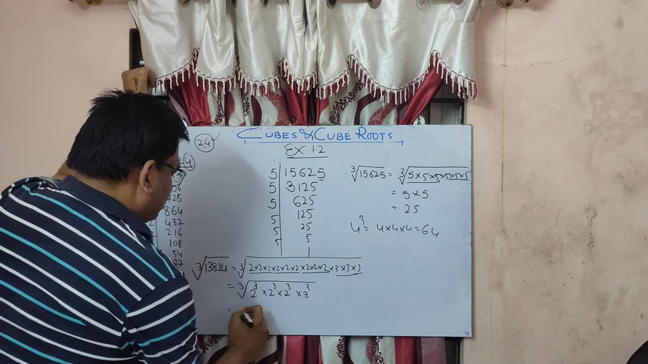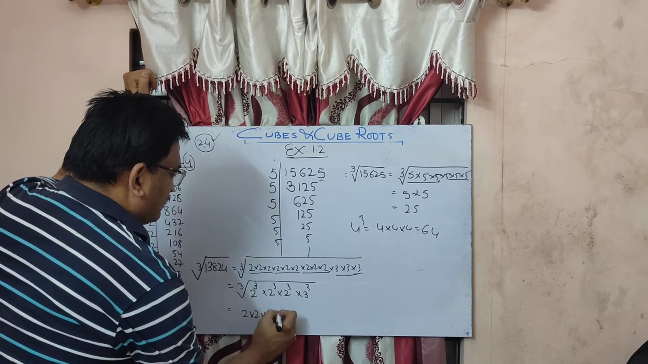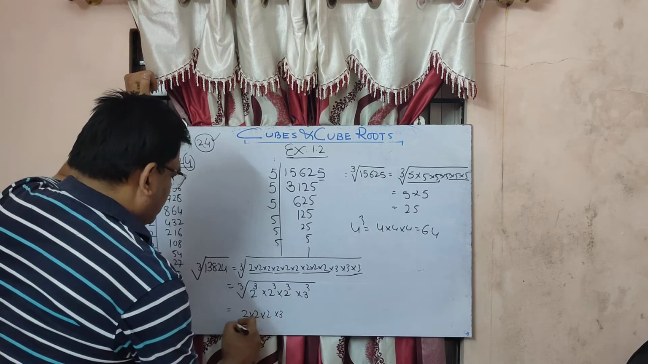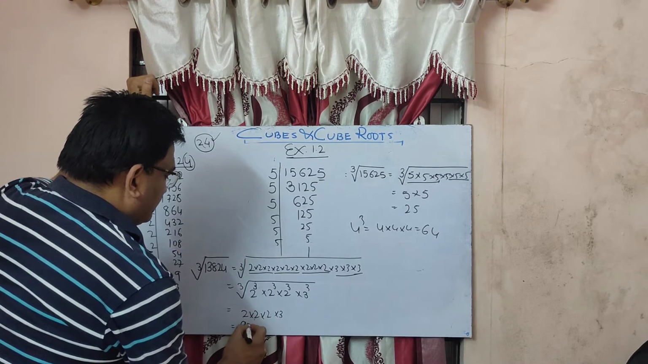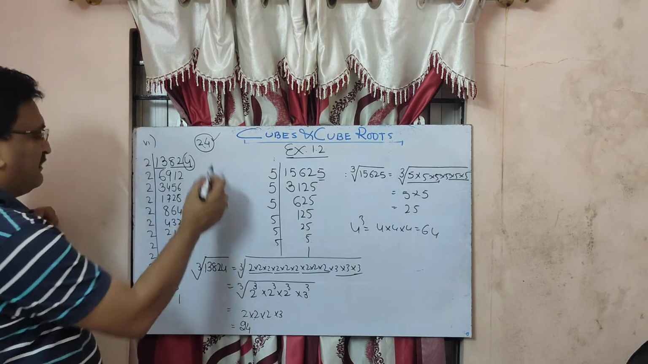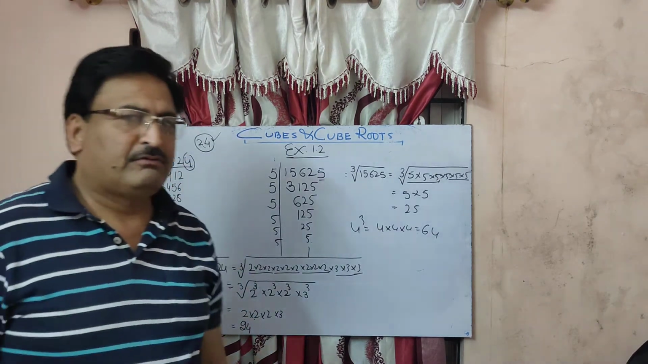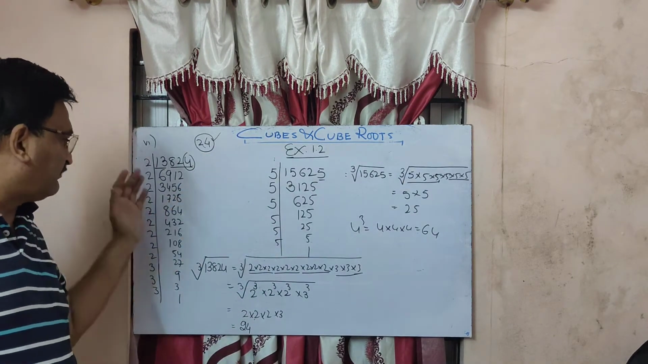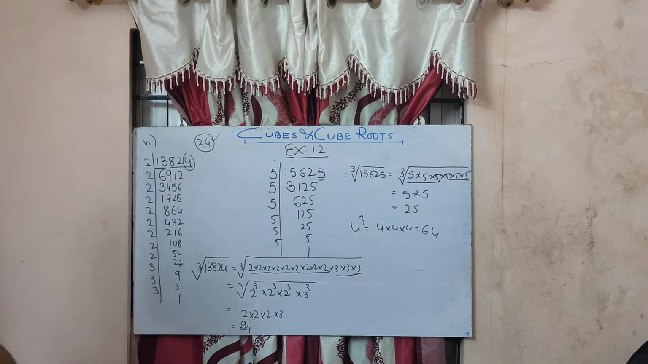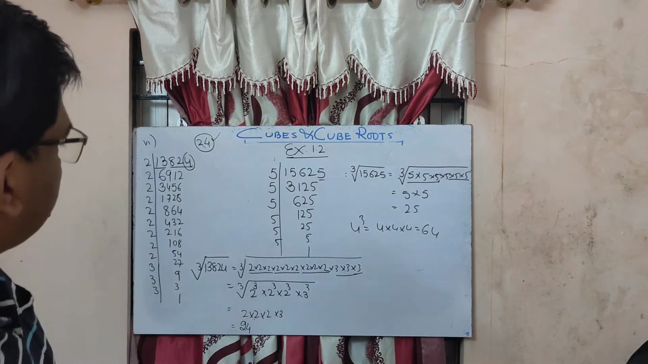Now take out one 2 from each cube, one 2, one 2, and 3. 2 into 2 is 4, 4 into 2 is 8, 8 into 3 is 24. So you got the value directly. You can directly get the value of the cube root. So you got 24, and this is through the prime factorization method.